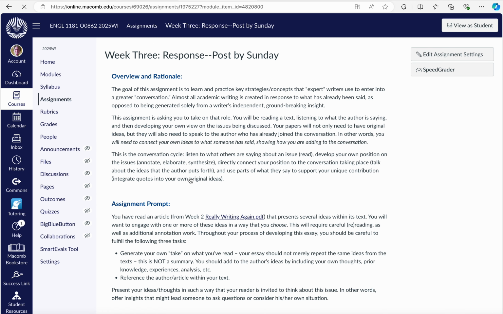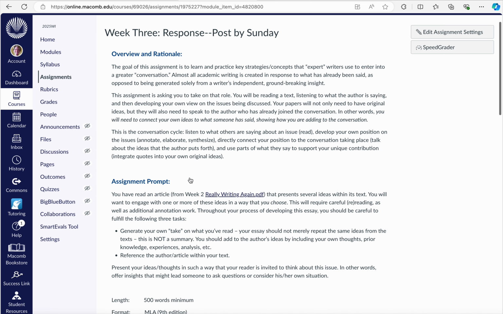But let's look at this response for a minute. So the goal of the assignment is to learn and practice key strategies and concepts that expert writers use to enter into this greater conversation. So we always think about writing as there's the conversation out there about, let's just say, the impact of social media on youth. And then as you write or another person writes, they're entering into that conversation. They're part of that conversation. They're adding some insight into that conversation because of maybe some of their experiences. So you're taking on that role.